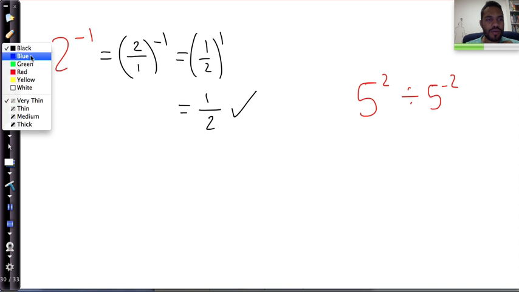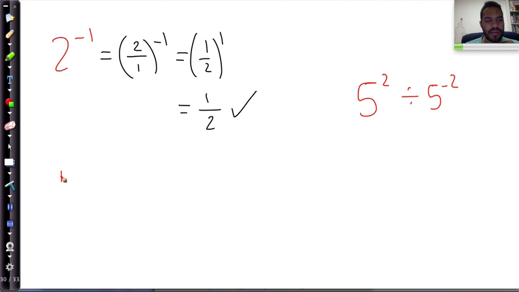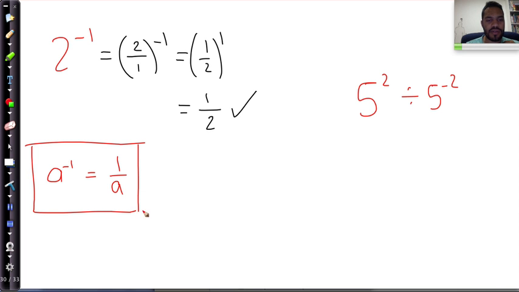That is using the law that says a to the negative 1 is equal to 1 over a. That's my law. Always bring it back to your definitions, your laws, and so forth. Now what about this thing over here? Let's look at that. That's 5 to the power of 2 divided by 5 to the negative 2.